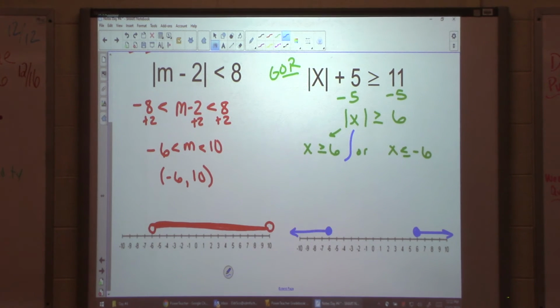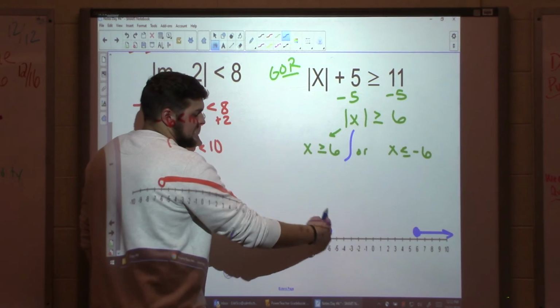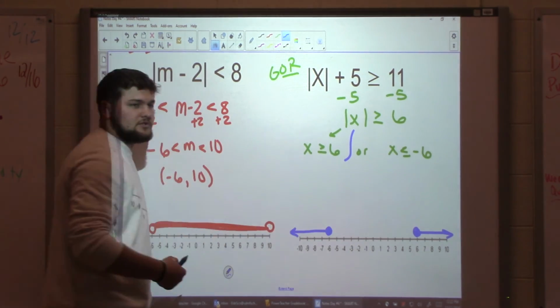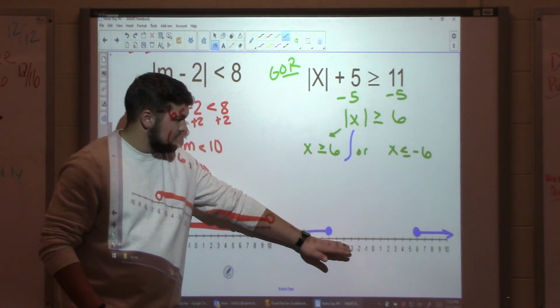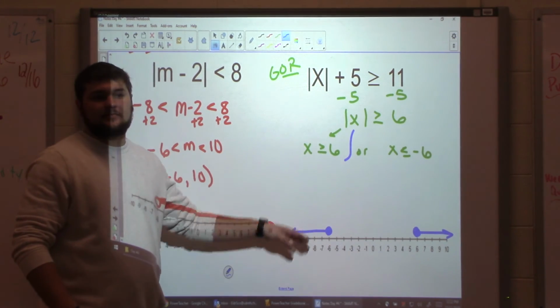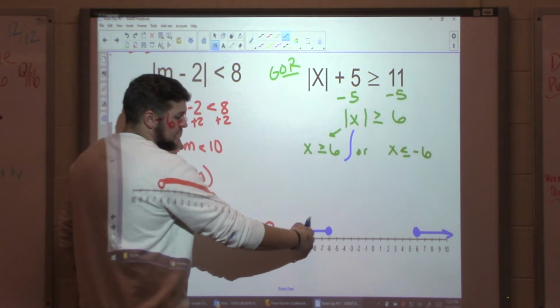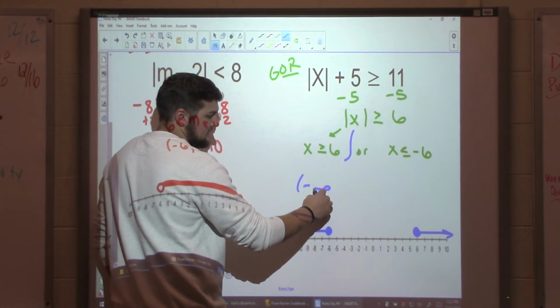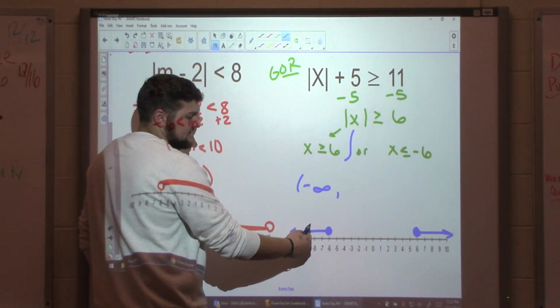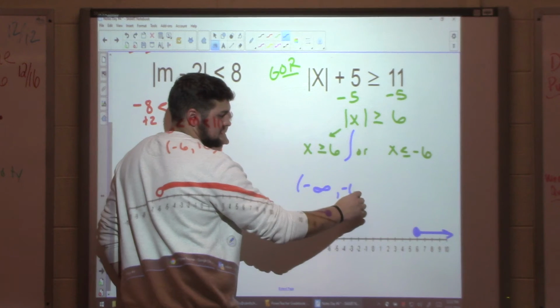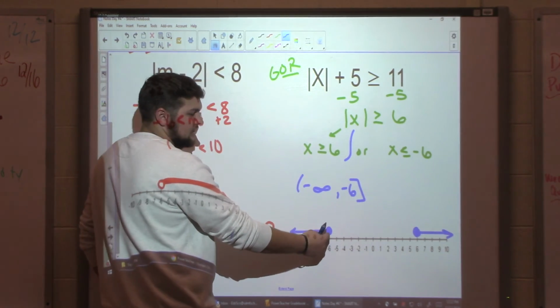Well, I need to write my interval notation. If I look over here on the left side of my graph, what is the smallest number that it is going to go to? Negative infinity, right? This is going to keep going all the way to negative infinity. What's the biggest number it's going to be? Negative 6. And I'm including it because it's a closed circle.